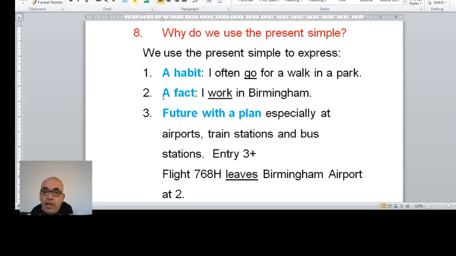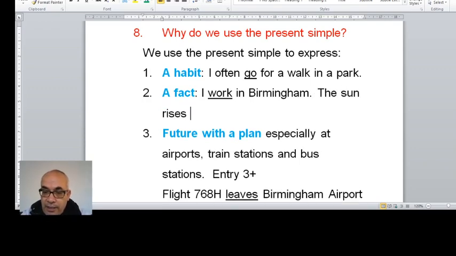Sentence number 2. The simple present tense expresses a fact, a scientific fact, a fact from science. And this means it is always true and everyone agrees with this fact. I work in Birmingham. Or you can say, for example, the sun rises in the east. I'll put this as a scientific fact. I work in Birmingham. This is again a fact, but it's not a scientific fact. The sun rises in the east. This is a scientific fact.